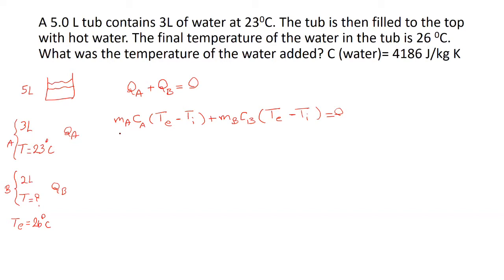But what's MA? We don't have mass. The only thing that we have is volume, but it is water. And for water, we know the density is equal to 1 gram per centimeter cube, or 1 kilogram per liter. So when we say 3 liters of water, it's 3 kilograms. So the mass of this one, M, is 3 kilograms.